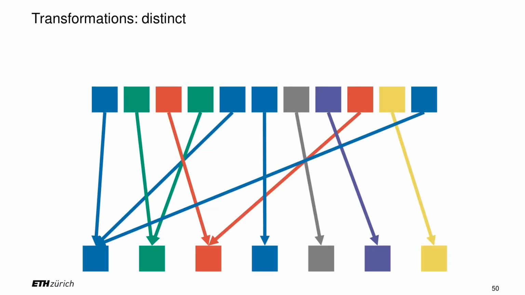Then we have another transformation that's called distinct. You know that some values might be the same in the input RDD. You might have a repetition of several times the same values.